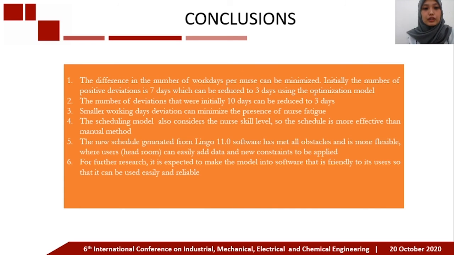Okay, now the last section, that is conclusion. The first one is that the difference in the number of work days per nurse can be minimized. Initially, the number of positive deviation is 7 days, which can be reduced to 3 days using the optimization model. The second, the number of deviations that was initially 10 days can be reduced to 3 days. And 3, smaller working days deviation can minimize the presence of nurse fatigue. And 4, the scheduling model also considers the nurse skill level, so the schedule is more effective than the manual method.